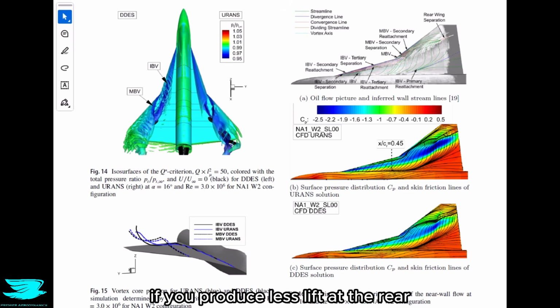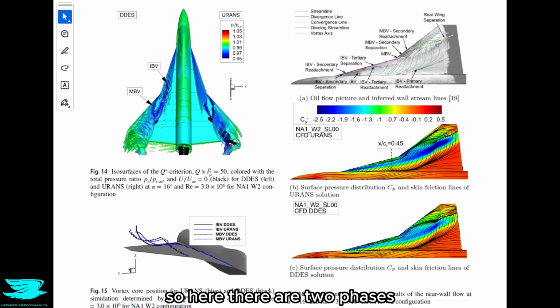If you produce less lift at the rear part of the wing, then the wing will want to pitch up more. Here, if the pitching moment is reducing with increasing angle of attack, it means that, relatively speaking, there is probably more lift produced at the rear of the wing. So that might be because the vortices are starting to burst there.